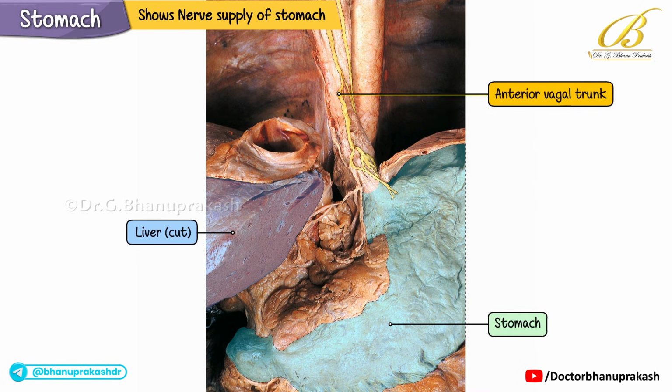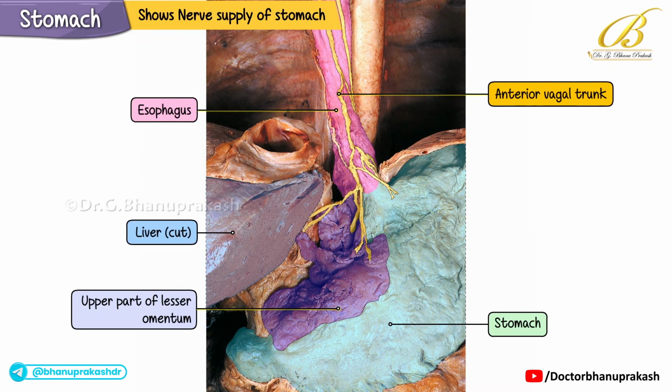abdomen on the anterior surface of the esophagus. From this anterior vagal trunk, a hepatic branch or branches arise and pass through the upper part of the lesser omentum towards the porta hepatis, where they contribute to the innervation of the liver.